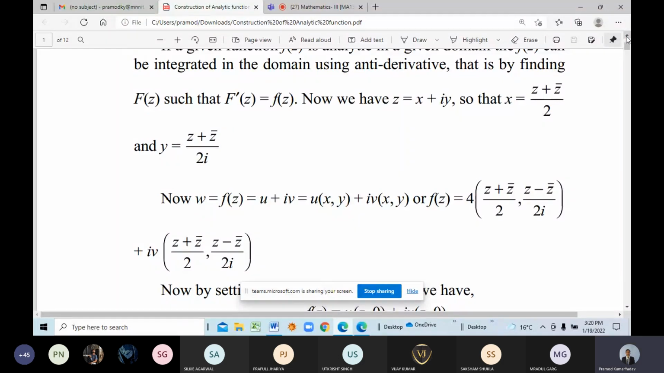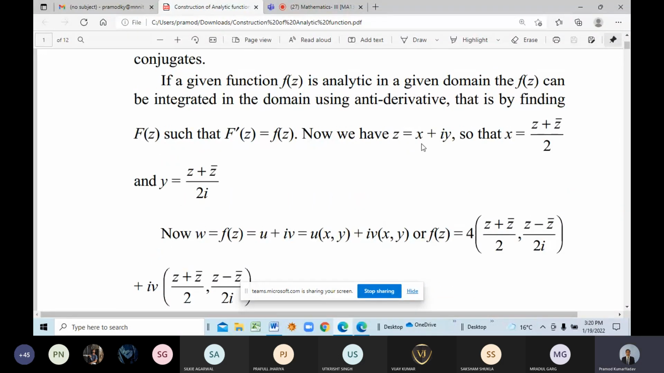We all know that z is x plus iy, and then z bar will be x minus iy. So from these two equations, we can find the value of x as well as y. It means x will come as (z plus z bar) by 2 and y will come as (z minus z bar) divided by 2i.